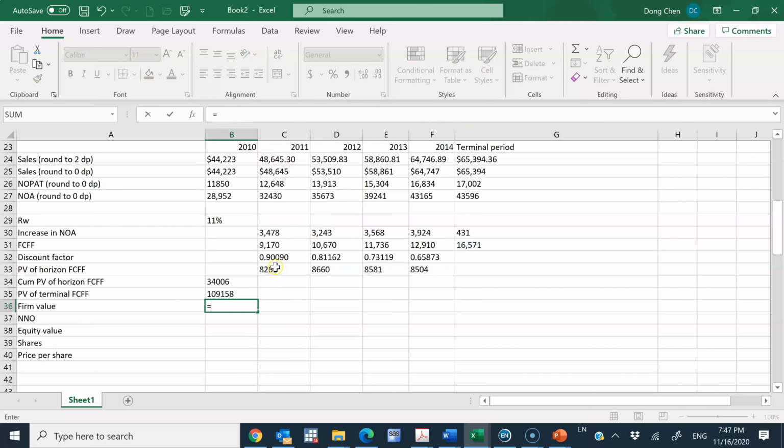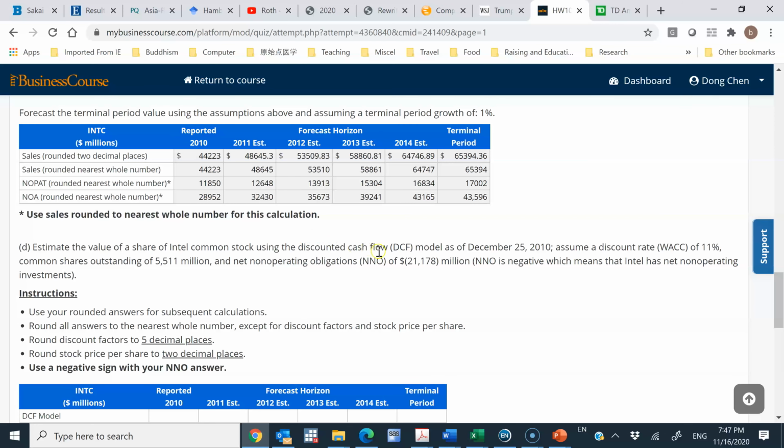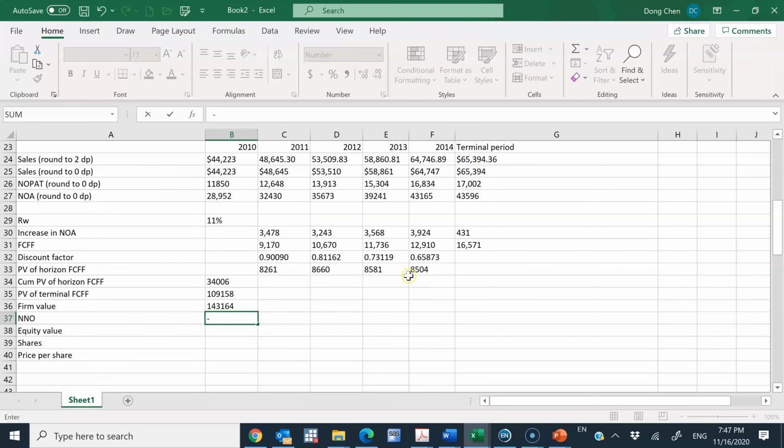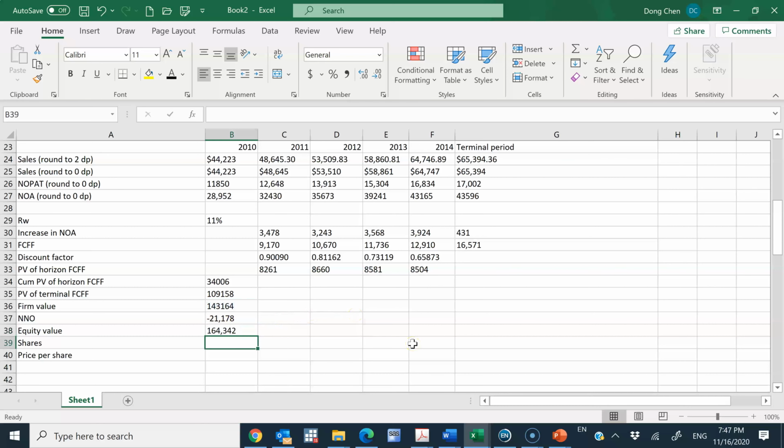All right, so the firm value basically is the sum of these two. The NNO is a negative number, and going back to the setup, it's negative 21,178. Because we're going to subtract a negative number from firm value, the equity value will be larger than the firm value. So the equity value is going to be firm value minus a negative NNO.